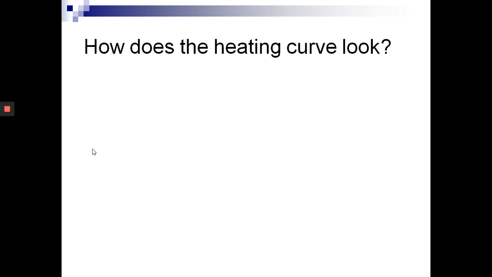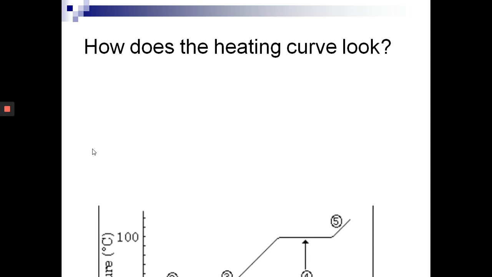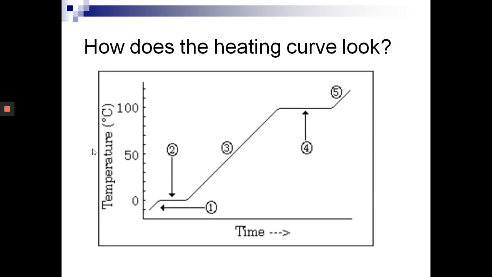What does a heating curve look like? It typically looks like this, and you need to keep that in mind. It's going to be a graph, and the y-axis is typically temperature, and the x-axis is typically the time progression of the reaction. There are usually 5 sections. The first one is increasing, the second is flat, the third one is also increasing, the fourth one is flat, and the fifth one is also increasing.